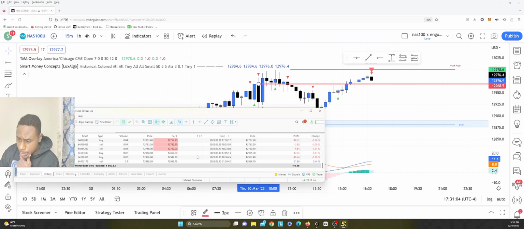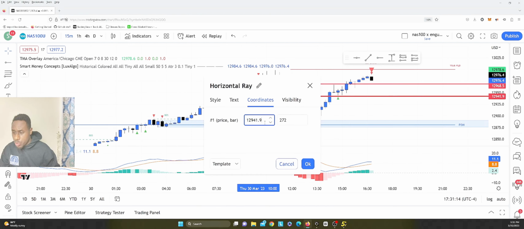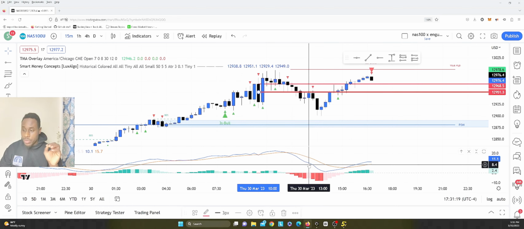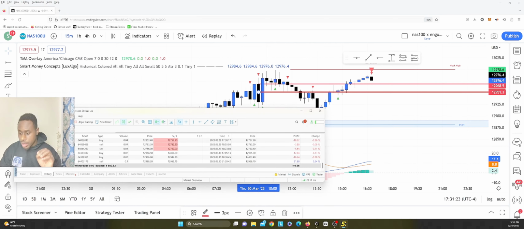But I'm going to put where I got hit out at. So I had my stop loss at 12,951.3. And you see why I love this so much. I can just maneuver this so well. I love it. So this is where I got hit out of the trade.